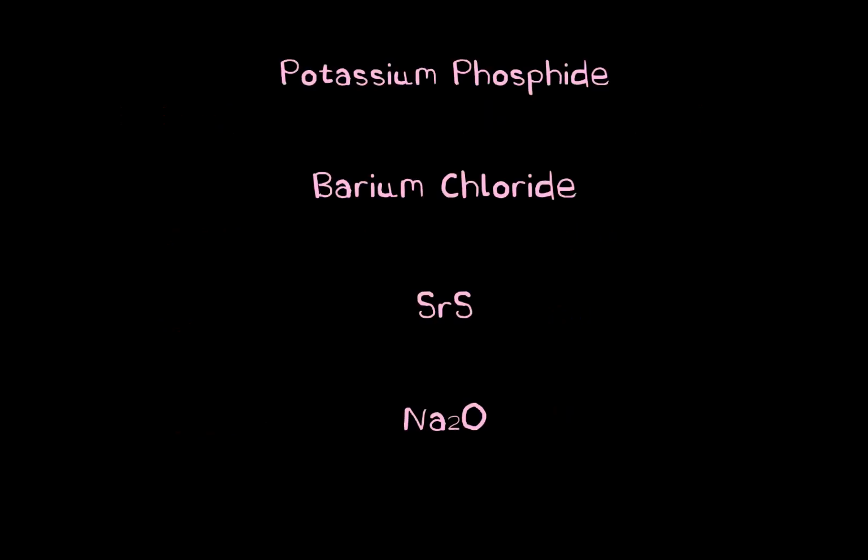Here I have given the names for 2 compounds and the formulas for 2 compounds. If the name is given, determine the formula of the compound by determining the charge of the ions and how many of each would be required to get a neutral compound. If the formula is given, name the compounds using the naming rules for type 1 ionic compounds. Pause the video here until you have arrived at your answers.